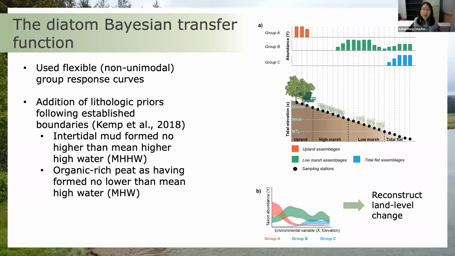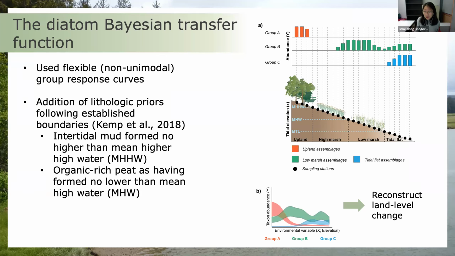By going with a Bayesian route and developing a new Bayesian transfer function, we were able to incorporate these flexible group response curves. Instead of having to rely on a Gaussian distribution with a singular optima and tolerance, by incorporating this Bayesian approach we were able to have multimodal response curves and try to capture the reality of the distributions that we were seeing with the modern diatom data set.